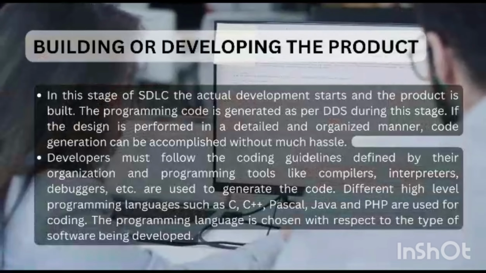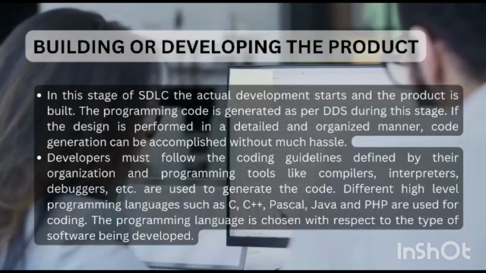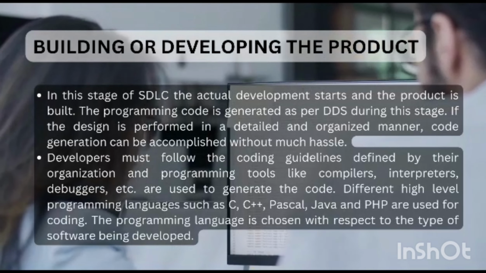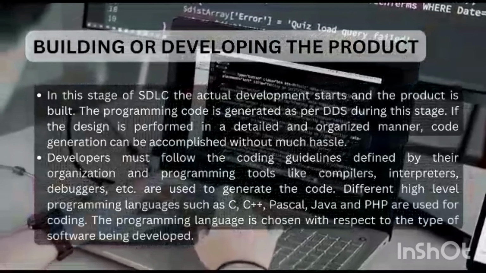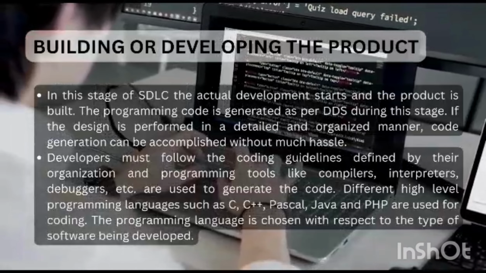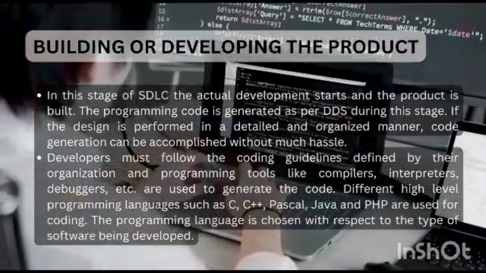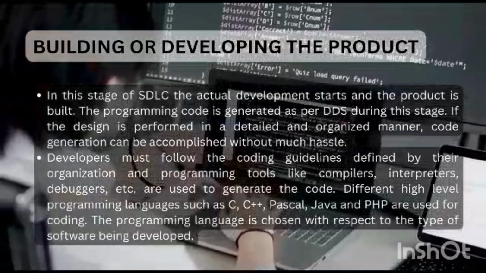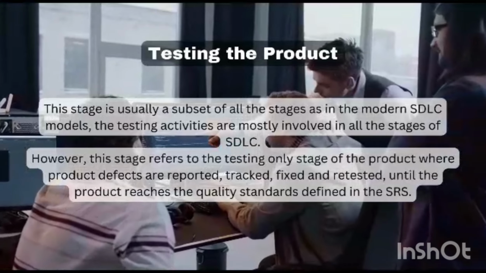Developers must follow the coding guidelines defined by their organization, and programming tools like compilers, interpreters, debuggers, etc. are used to generate the code. Different high-level programming languages such as C, C++, Pascal, Java, and PHP are used for coding. The programming language is chosen with respect to the type of software being developed.